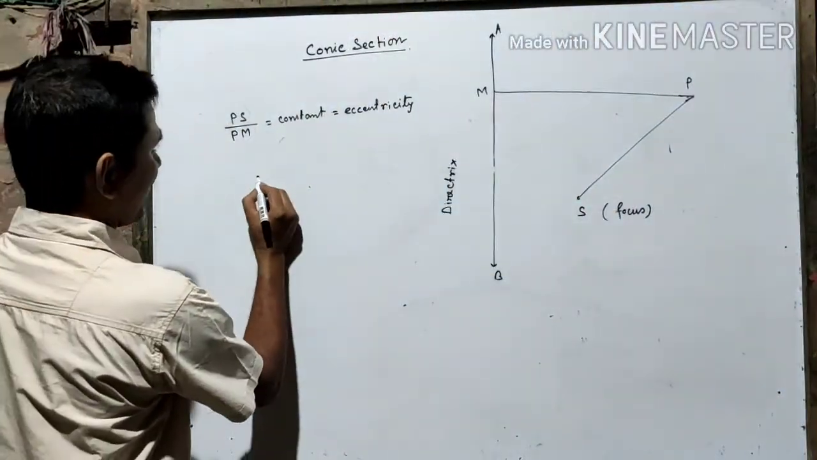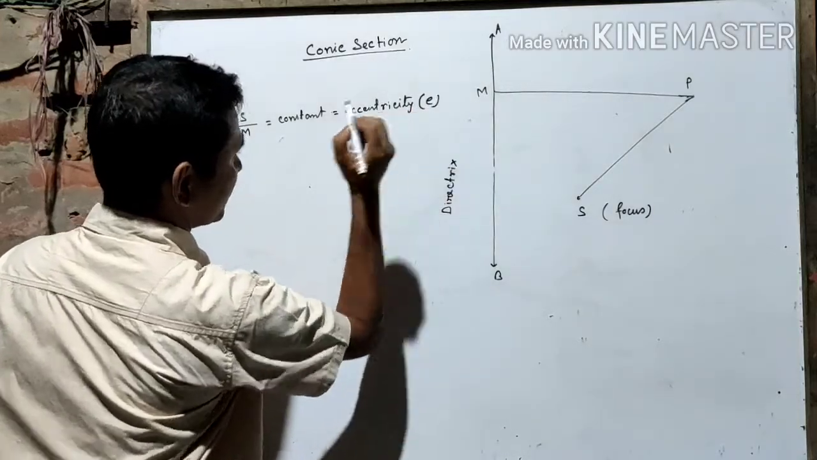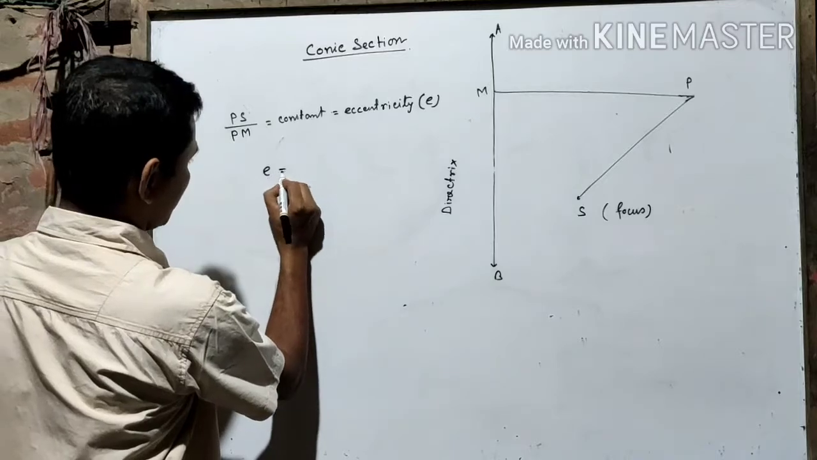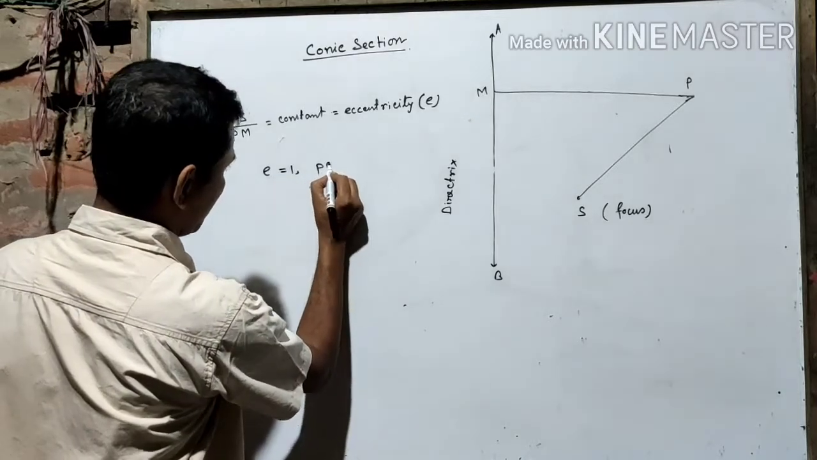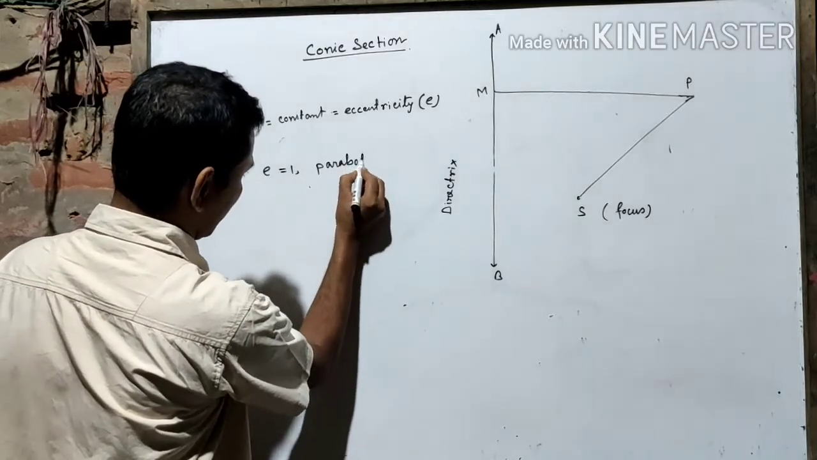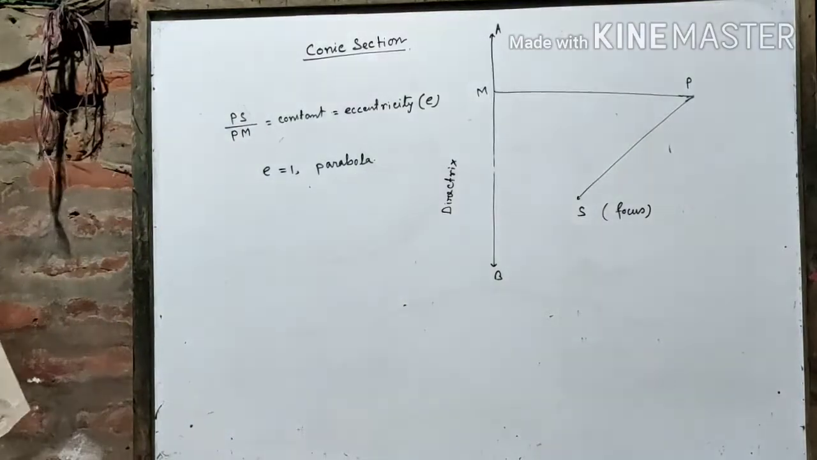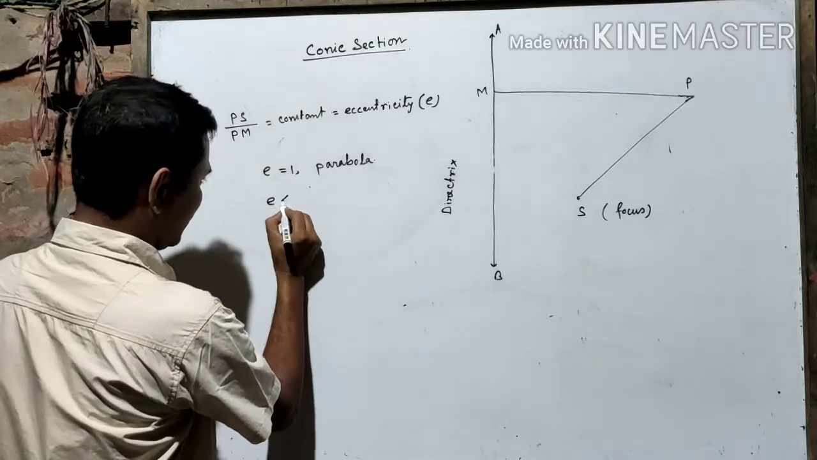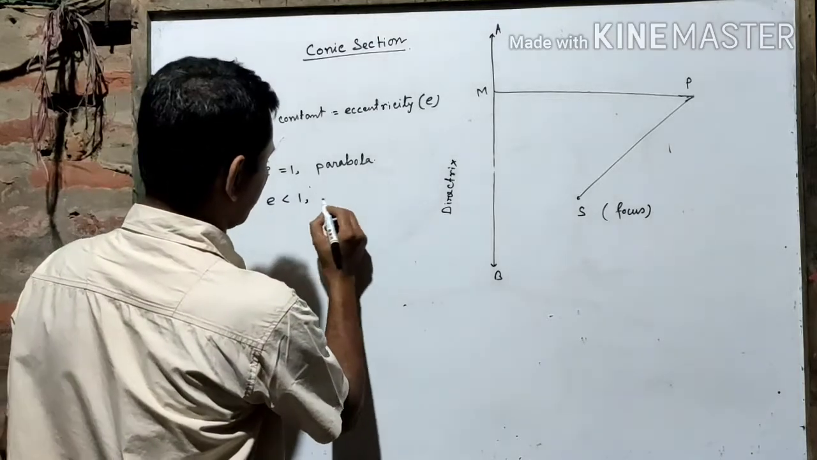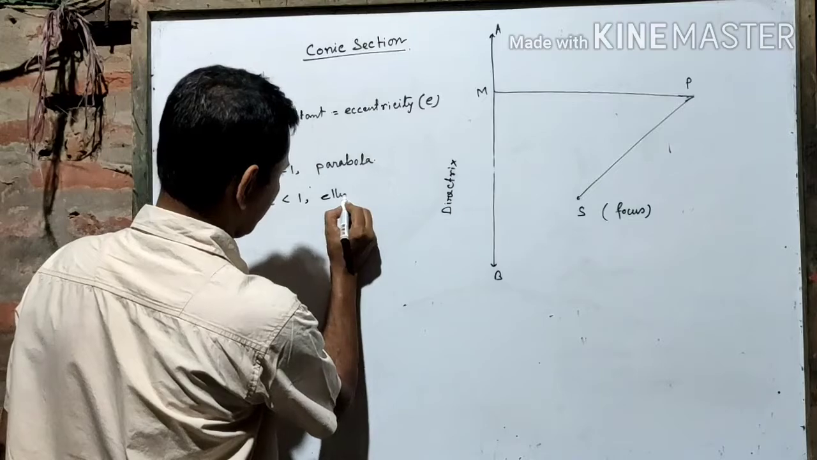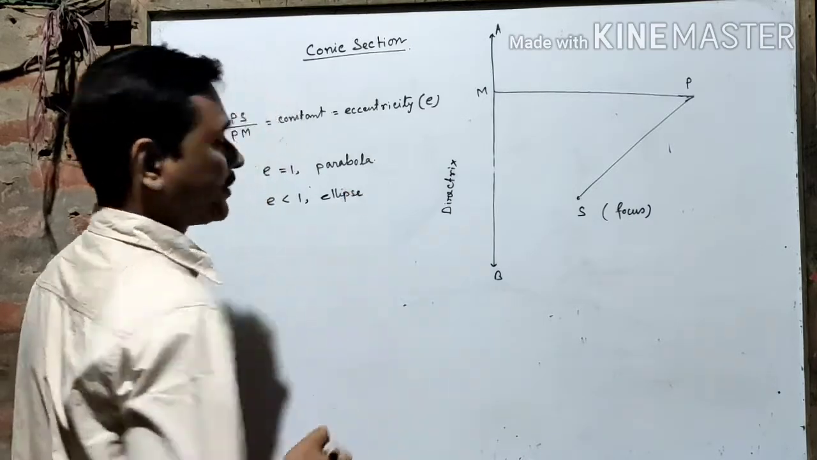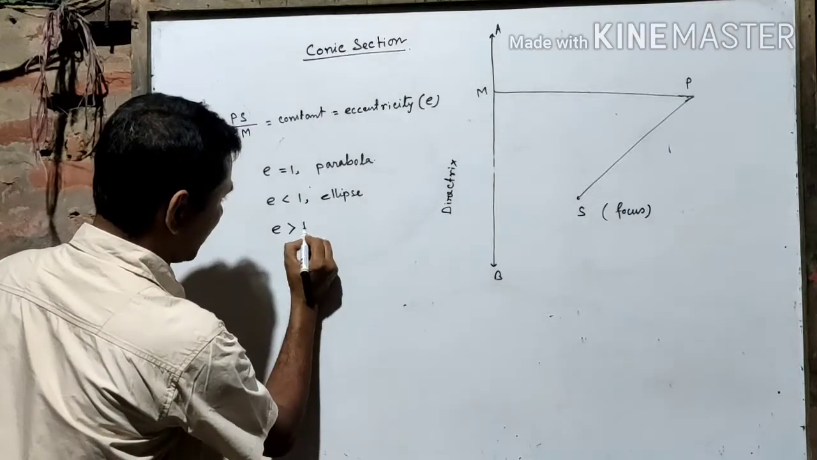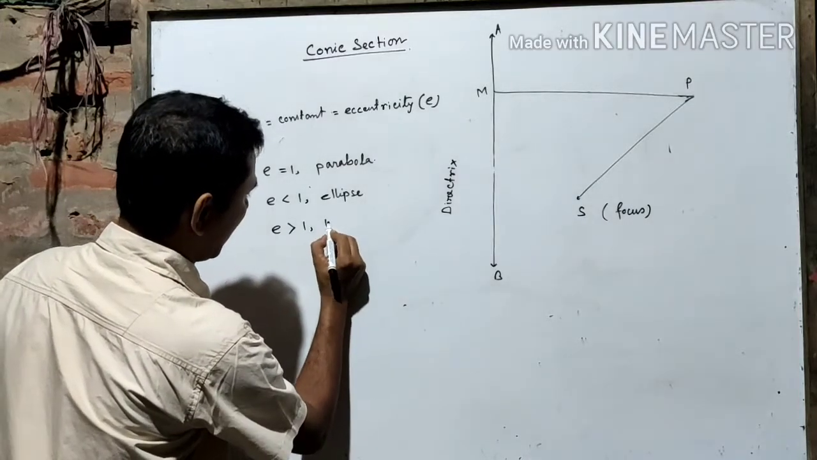The eccentricity is generally denoted by small letter e. If the eccentricity e is equal to 1, then the conic section is a parabola. If e is less than 1, then the conic section is an ellipse. Depending upon the eccentricity, there are three types of conics. If e is greater than 1, then the conic section is a hyperbola.